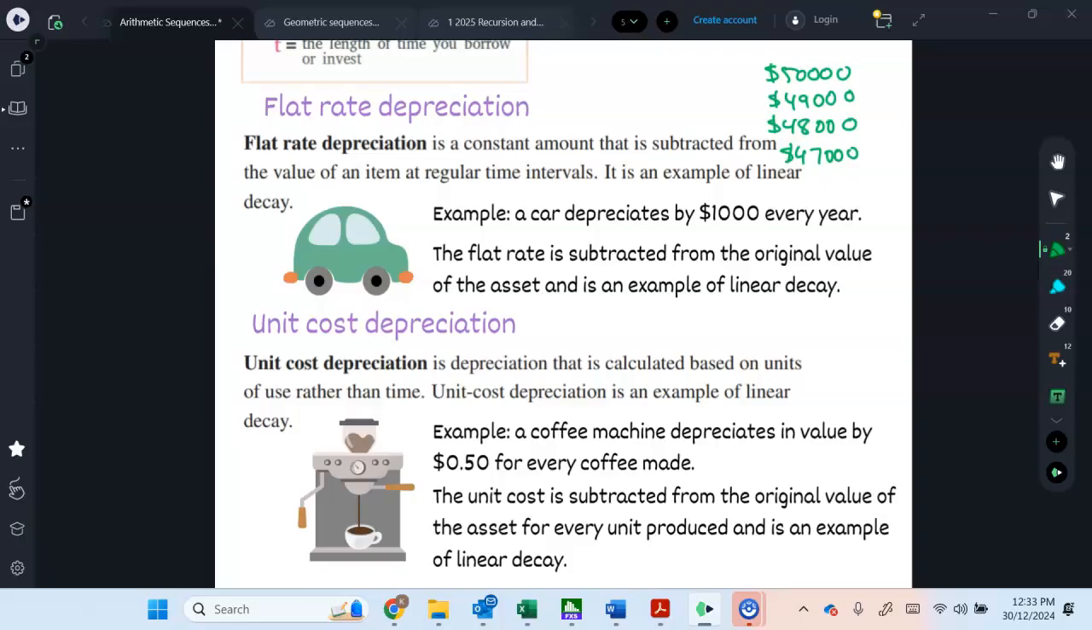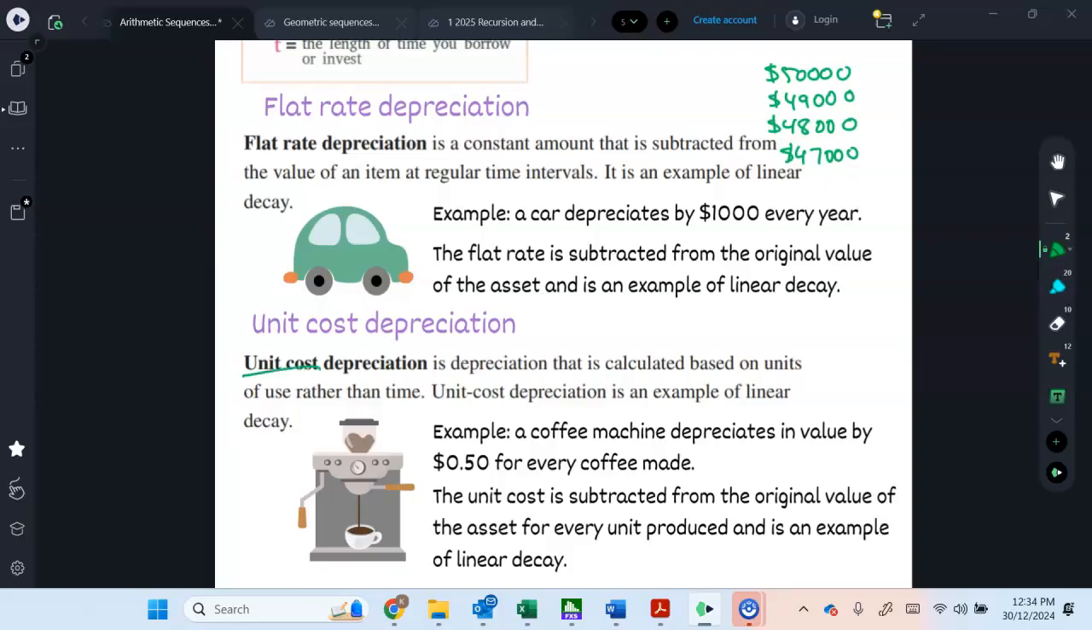Unit cost depreciation, so thinking of an example of a coffee machine. So let's say you owned your own cafe and you depreciated your coffee machine, because let's not get too complicated into how the tax system works, but you can claim the depreciation of items that you use to earn an income. So an example would be a coffee machine. So instead of depreciating with flat rate, let's say we bought this coffee machine for, I don't know, $1,000 and it depreciated by $100 a year, that would be flat rate depreciation.